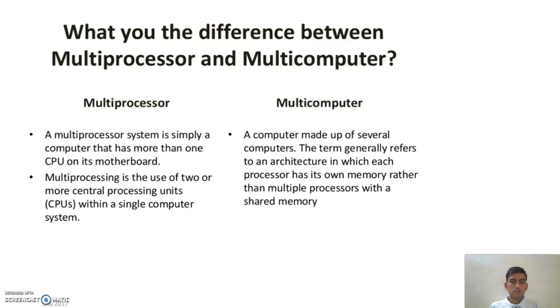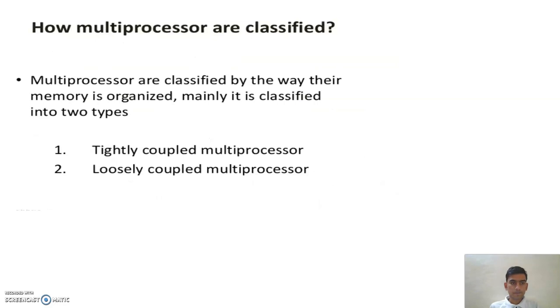What is the difference between a multiprocessor and a multi-computer? A multiprocessor system is simply a computer that has more than one CPU on its motherboard. Multiprocessing is the use of two or more CPUs with a single computer. And a multi-computer is a computer made up of several computers. The term generally refers to an architecture in which each processor has its own memory rather than multiple processors with a shared memory.